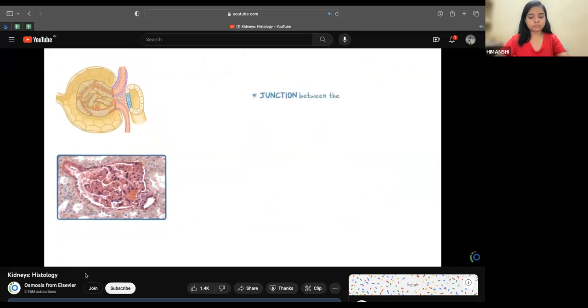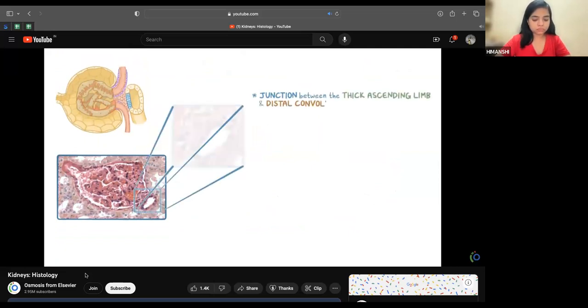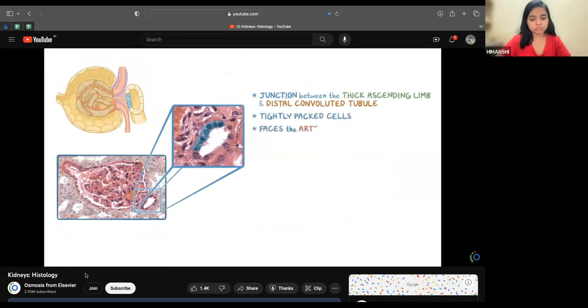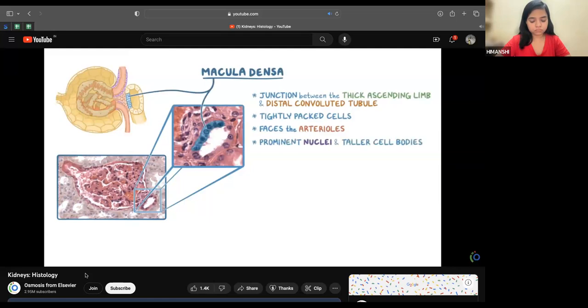At the junction between the thick ascending limb and the distal convoluted tubule is a portion of the tubule with tightly packed cells that face the arterioles entering the glomerulus. This area is called the macula densa. The cells here often have prominent nuclei and taller cell bodies. The cells are able to detect changes in sodium chloride levels within the tubule.